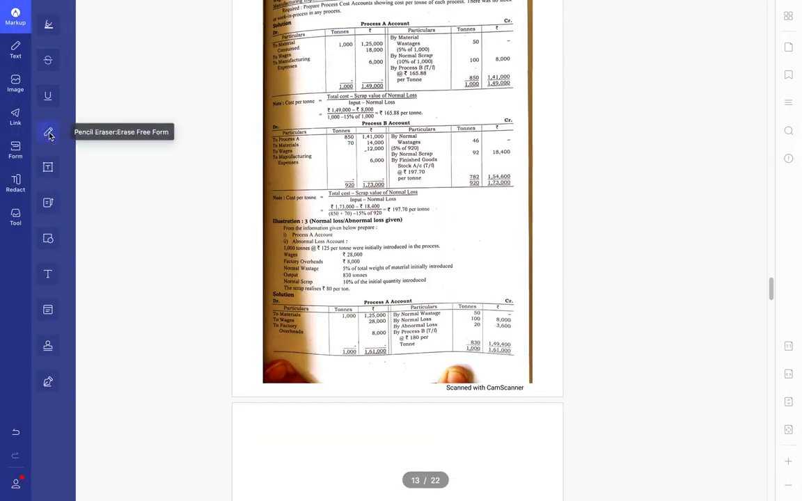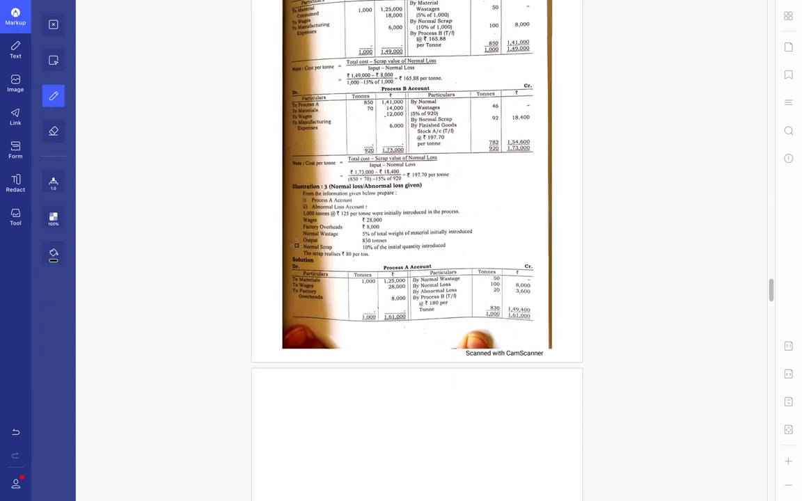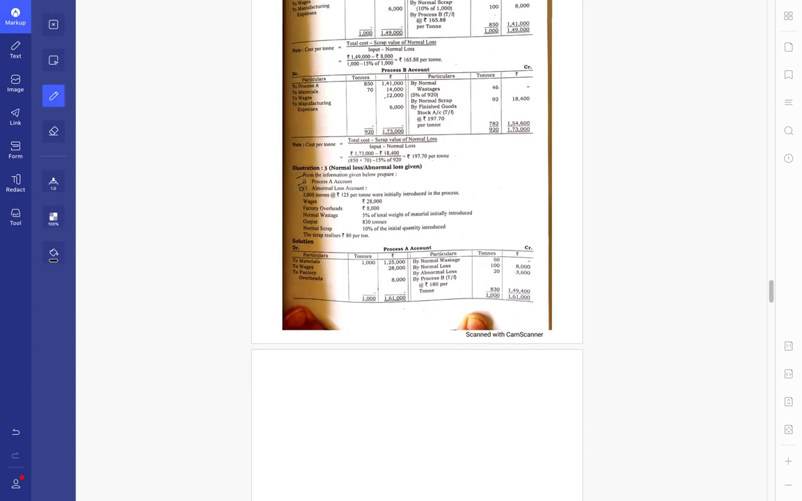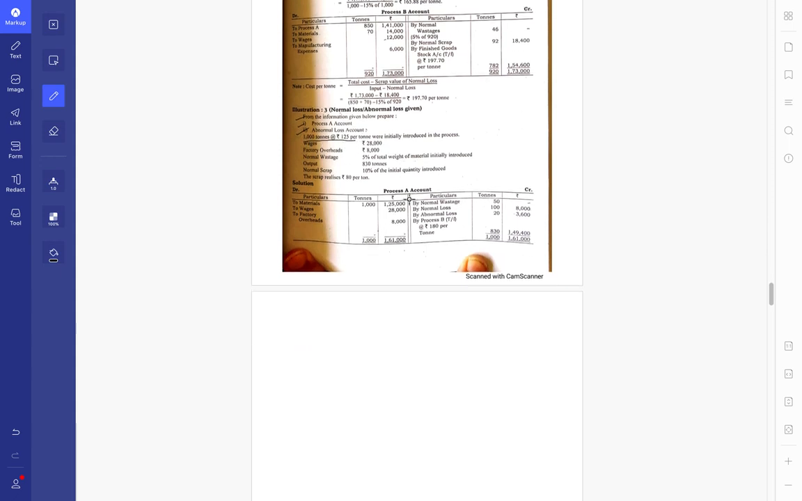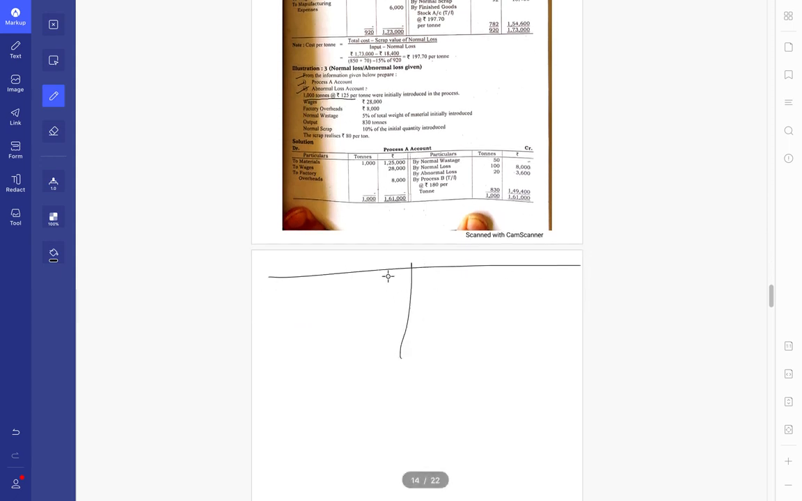Let us read the question. From the information given below, prepare process A and abnormal loss account. Okay, so seems fairly easy. We have 1000 tons at 125 per ton, which were initially introduced in the process. So if we are making process A account, quantity and rupees, we know that we were given raw material, how much? 1000 tons at 125 rupees. So that would give us 1,25,000.